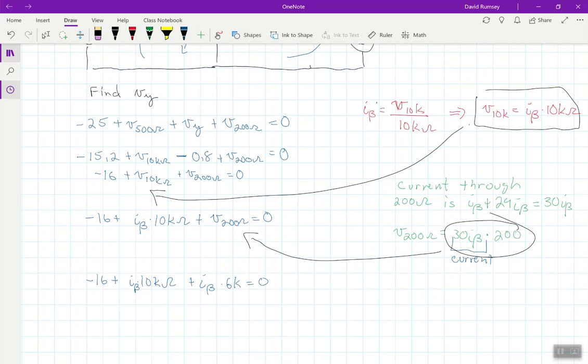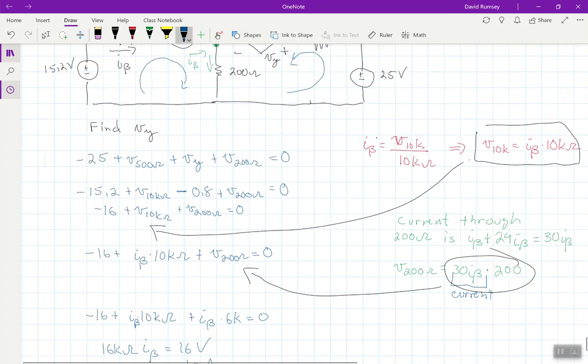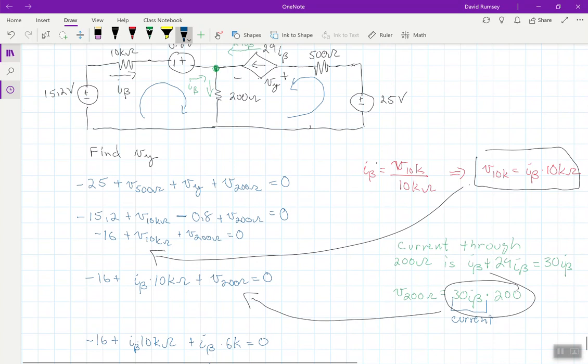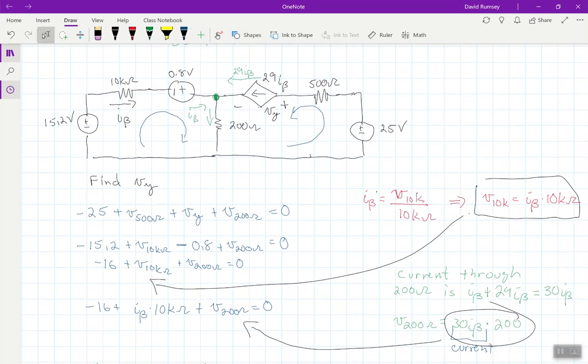So just simplifying this here, we get that 16 kilo ohms times I beta is equal to 16 volts, and doing this, you would get that I beta is 1 milliamp. And when you do the divisions, make sure you realize that 16 kilo ohms is the same thing as 16,000 ohms, or you can just do 16 times 10 to the third in your calculator. Just make sure you're aware that you go to milliamps. All right, so we have that I beta is 1 milliamp.